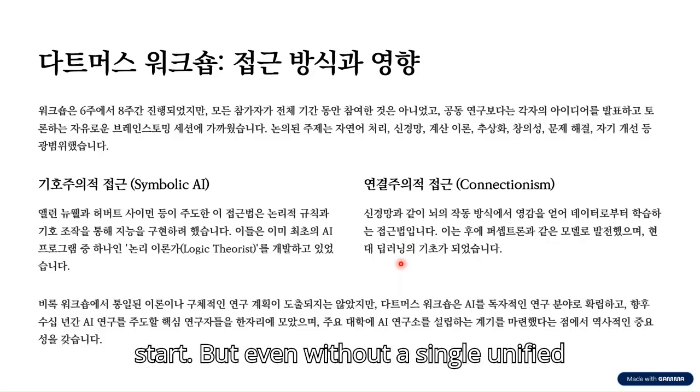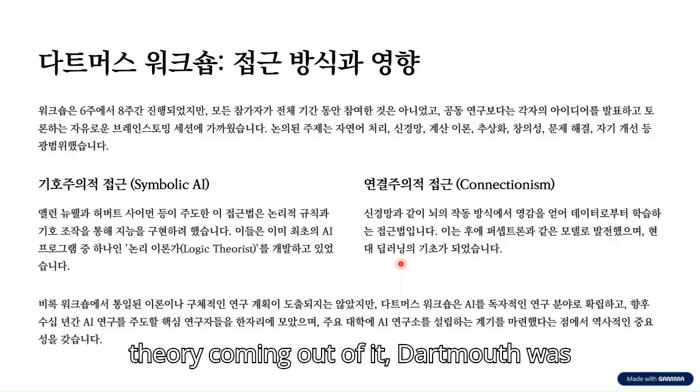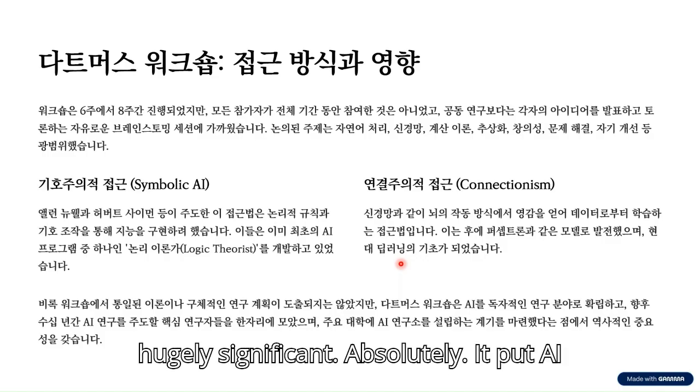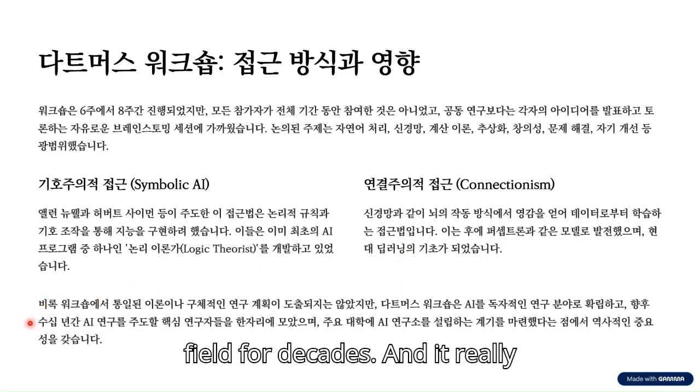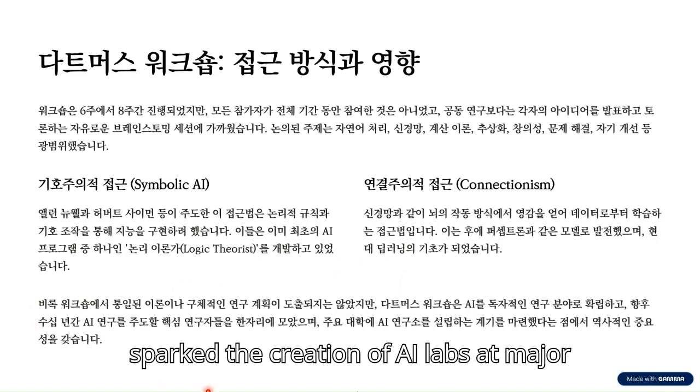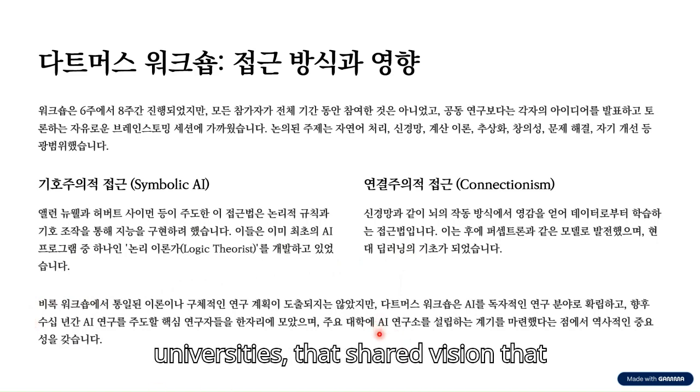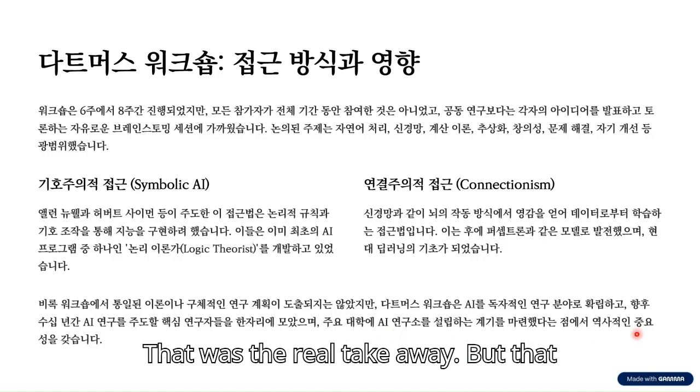But even without a single unified theory coming out of it, Dartmouth was hugely significant. Absolutely. It put AI on the map as its own field. It brought together the people who would lead that field for decades. And it really sparked the creation of AI labs at major universities. That shared vision that computers could do intelligent things. That was the real takeaway.